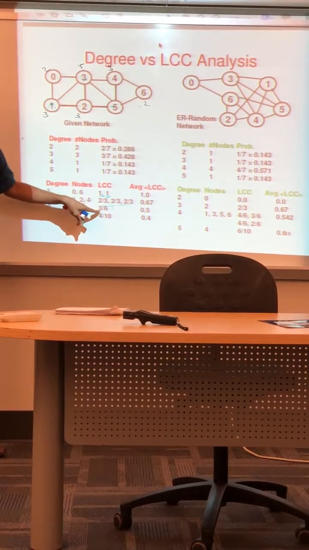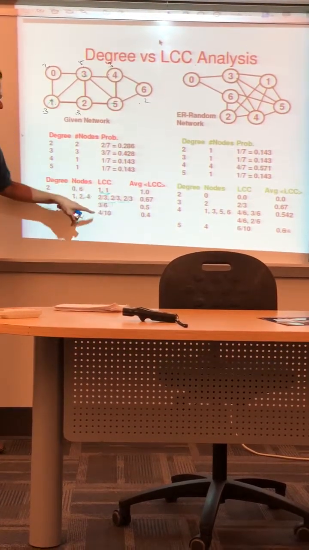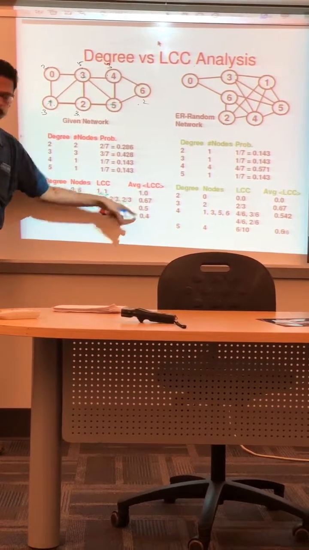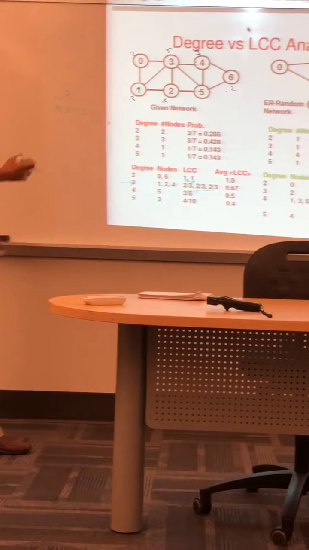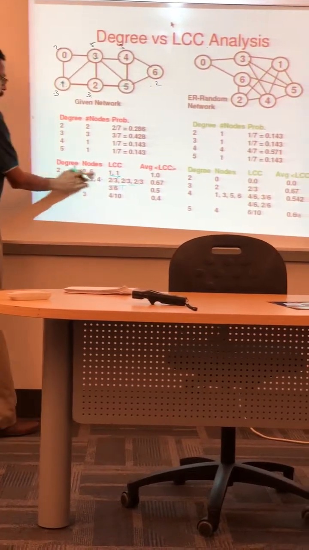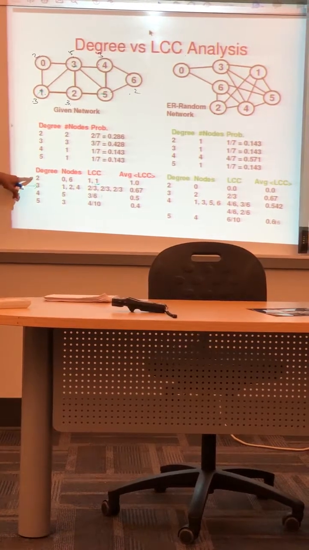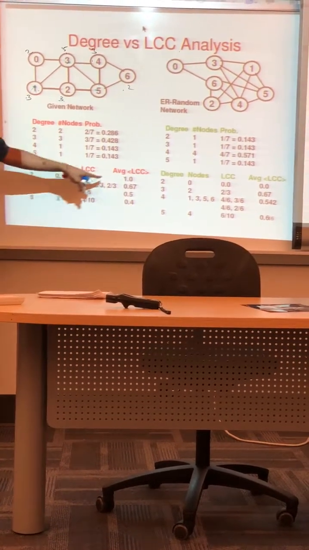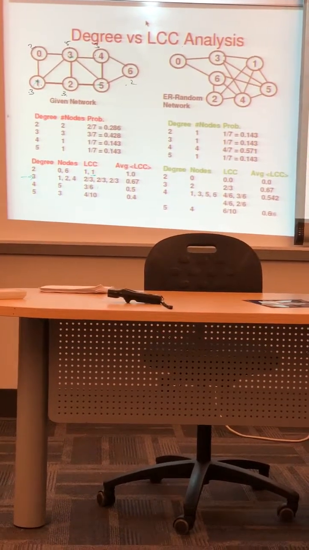The average of just one number is by itself. So 3 over 6 is 0.5, 4 over 10 is 0.4. Okay. So if you kind of even visually look at this, you can observe even for a small network like this, as the degree increases, the average local clustering coefficient decreases, isn't it?